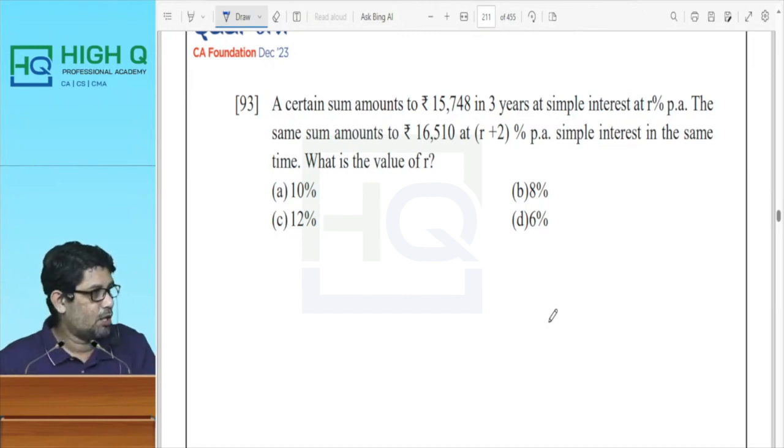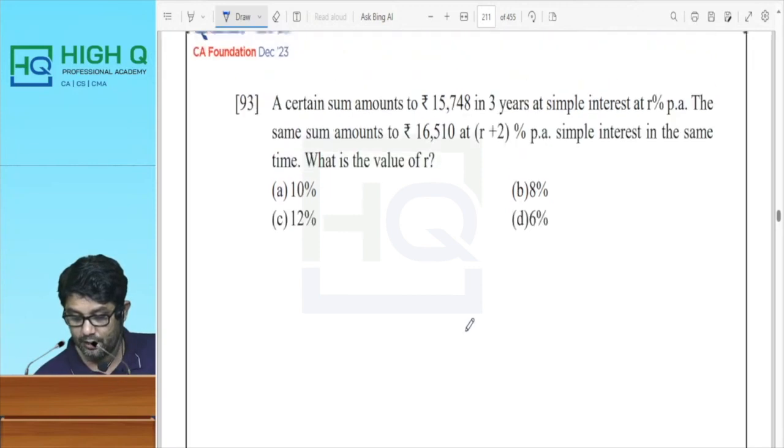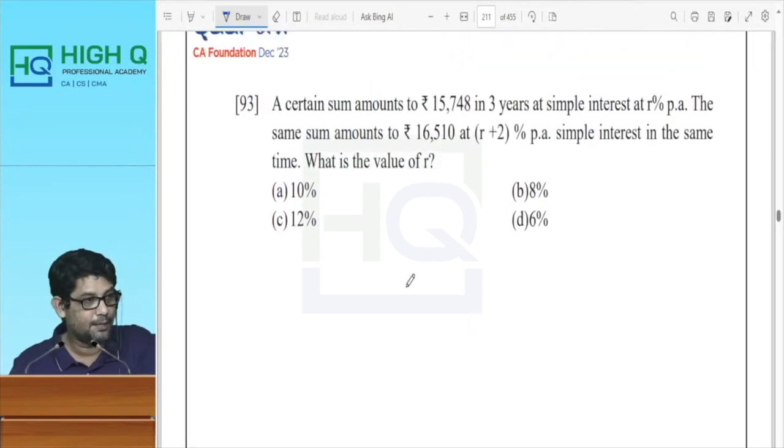Okay, now let me solve. A certain sum amounts to 15,748 rupees in 3 years at simple interest at R% per annum. The same sum amounts to 16,510 rupees at R plus 2% per annum simple interest in the same time. What is the value of R? Okay, Ritika gave me 8%. Everyone gave me 8%.